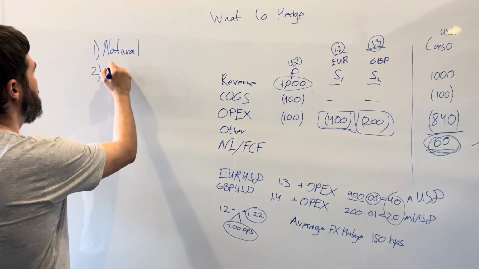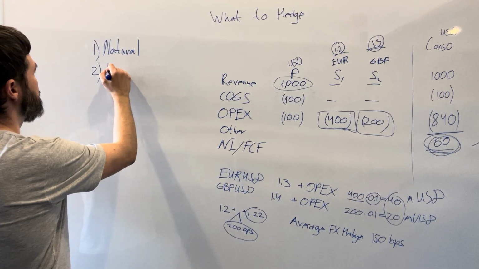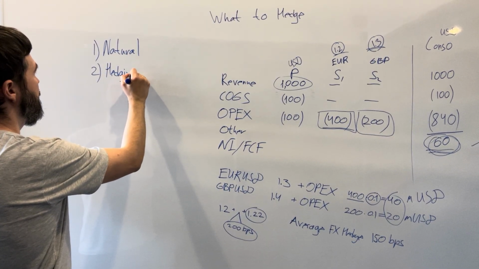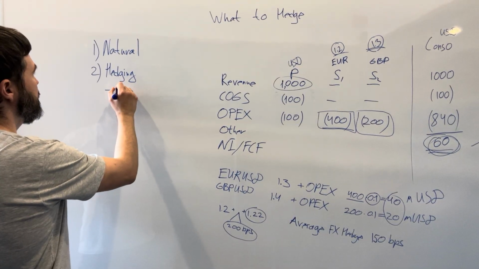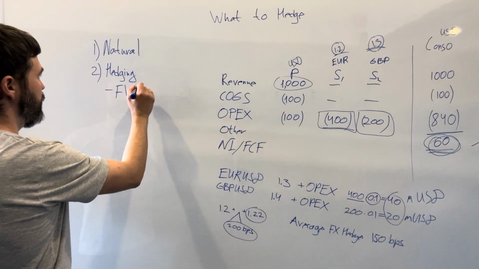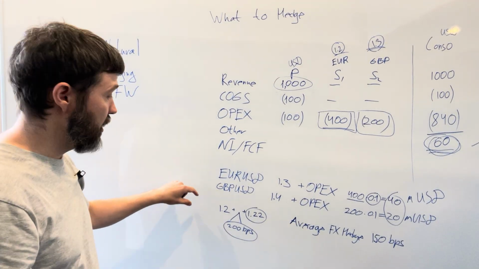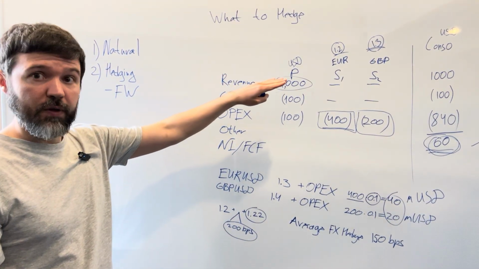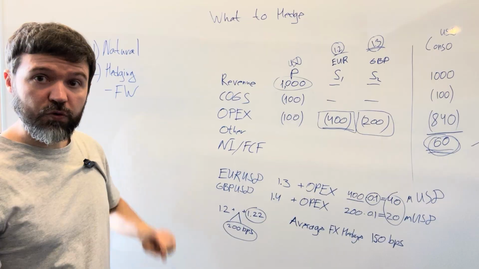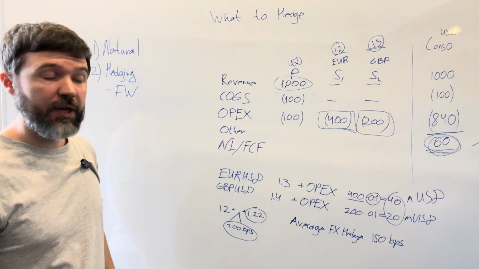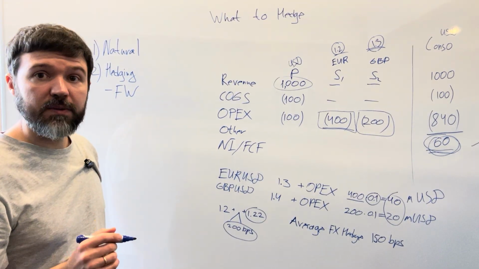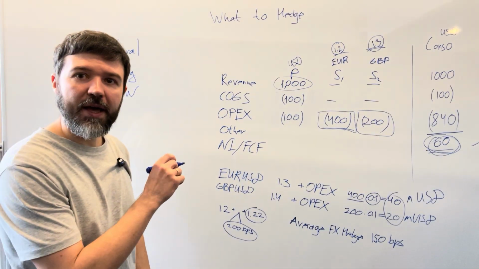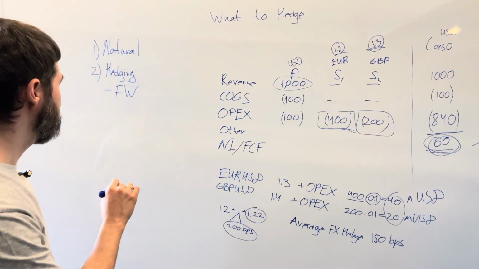Second one, hedging. And in hedging you have forward contracts, we already discussed, a binding contract. You protect yourself against adverse movements in foreign exchange rate, but you cannot participate in favorable movements. And you don't have to pay anything in advance. That's the beauty of a forward contract.